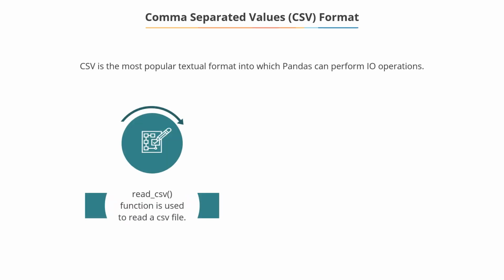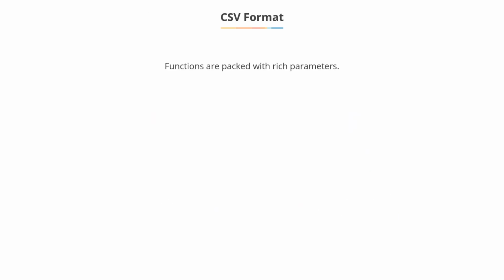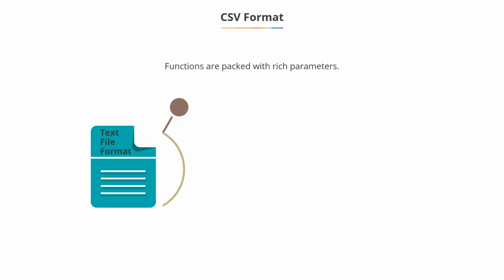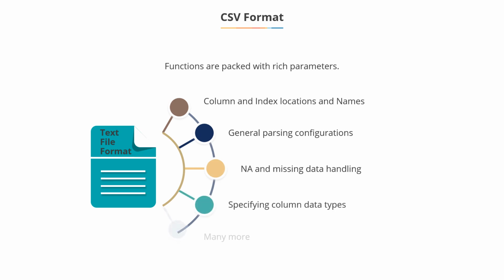The read_csv function is used to read a CSV file, and the to_csv function is used to write into a CSV file. These functions are packed with rich parameters. Parameters to the read function can be categorized as basic, column and index locations and names, general parsing configurations, NA and missing data handling, specifying column data types, and many more.